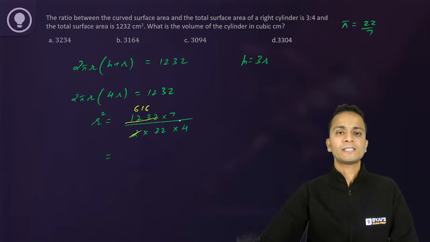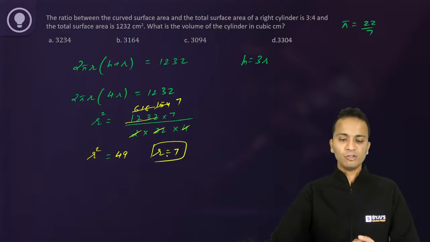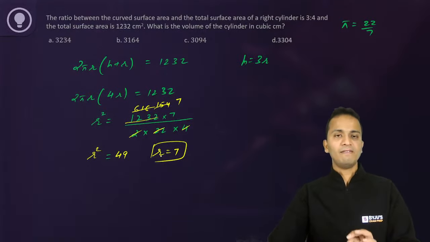616 and then 4 भी cancel out हो जाएगा, 154, and then 22 भी cancel out हो जाएगा, that is 7. So r square is equal to 49. So the value of r will be equal to 7. So r का value 7 आ गया, right? R का value 7 आ गया.